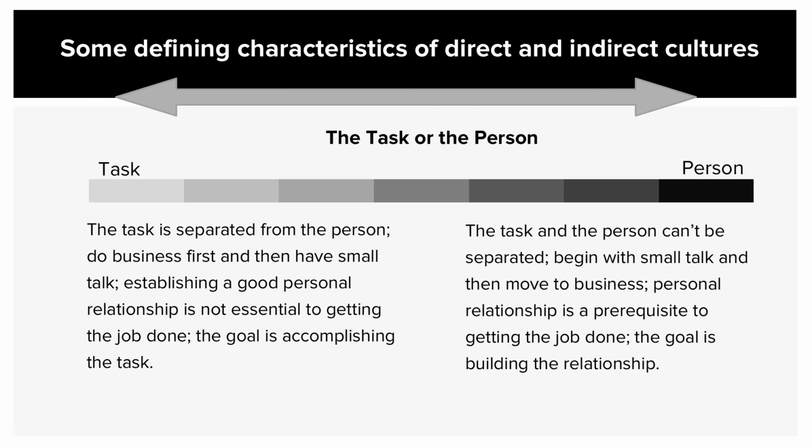And on the other side, we have the person. The task and the person can't be separated. Begin with small talk and then move to business. Personal relationship is a prerequisite to getting the job done. The goal is building the relationship.